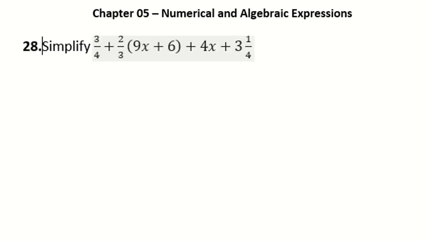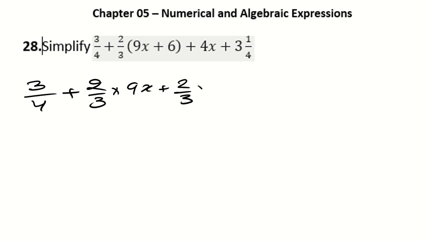Okay. Another question is simplify 3 over 4 plus, now you see this expression is no doubt a little big and confusing because we have fractions, we have brackets, everything we have. Okay, so let's simplify this. 3 over 4 plus, now this 2 over 3 multiply inside with the distributive property. So 2 over 3 times 9x plus 2 over 3 times 6 plus 4x plus 3 whole 1 over 4.